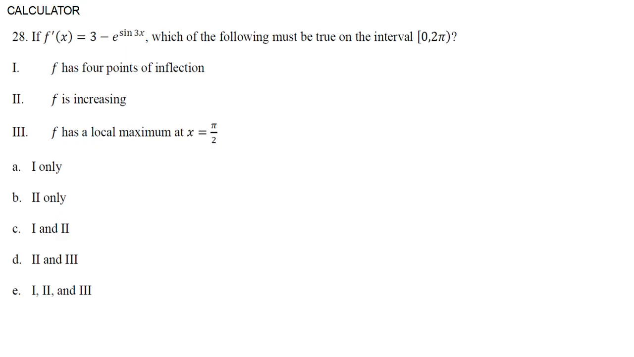Well, points of inflection should always occur, right, when f double prime changes from positive to negative or vice versa, right? Well, that changes when f prime goes from increasing to decreasing. In other words, when f prime has a max or a min. So what we're going to want to do is graph this derivative and see how many maxima or minima it has on the interval from 0 to 2 pi.